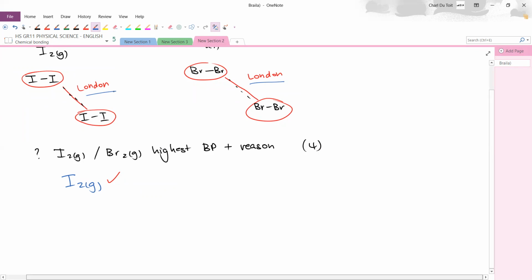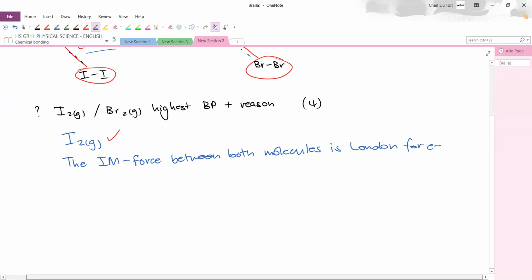So there's 1 mark for iodine gas. And then you're going to answer it as follows. The intermolecular force between both molecules is what? Is London forces. Yes. Okay, and for that you get a mark. Why am I not writing neatly? That's 1 mark.